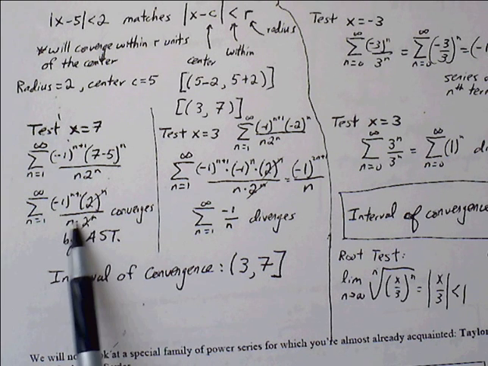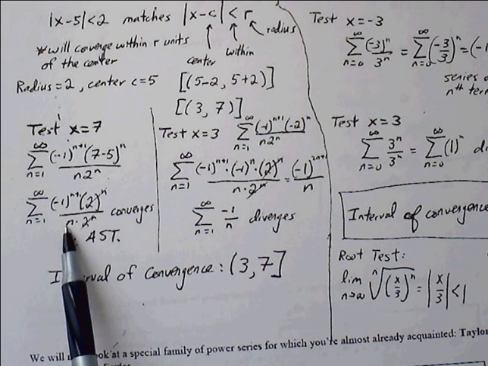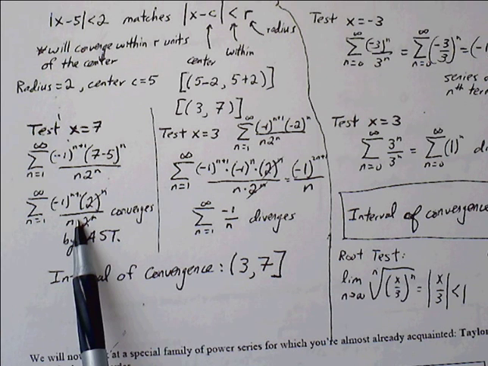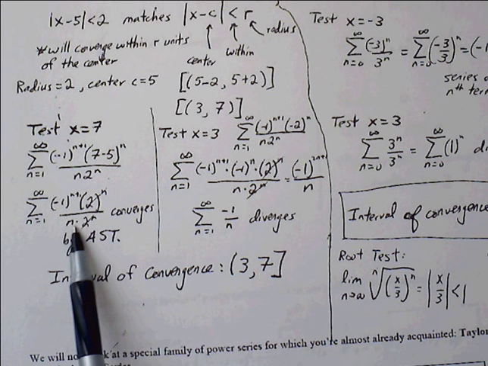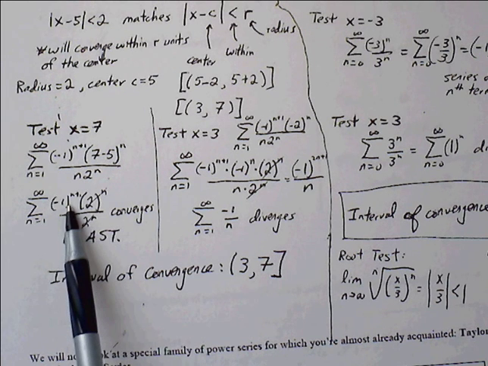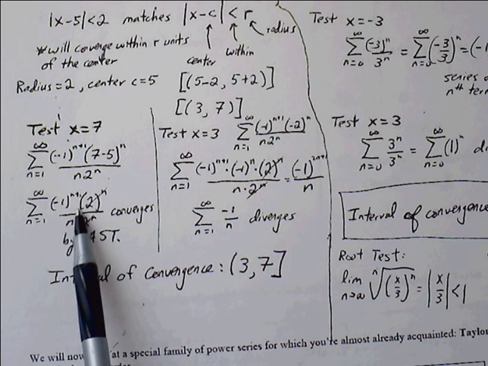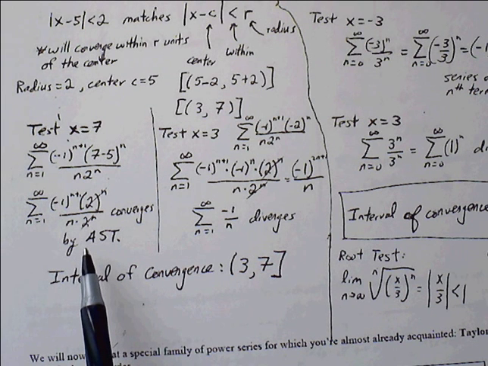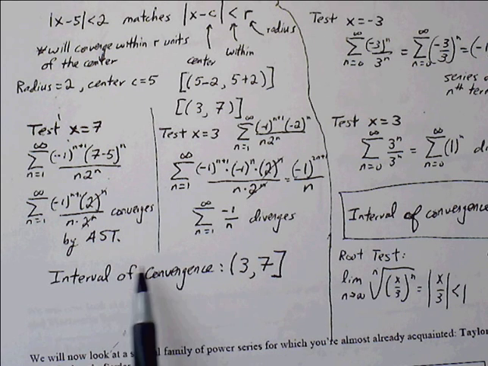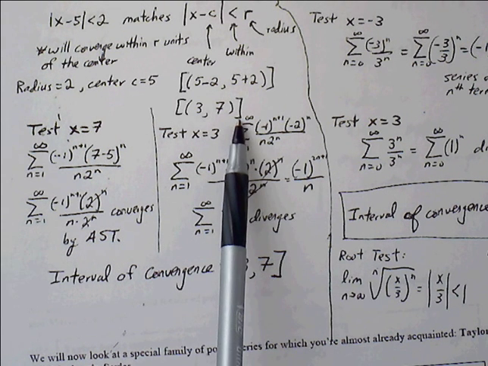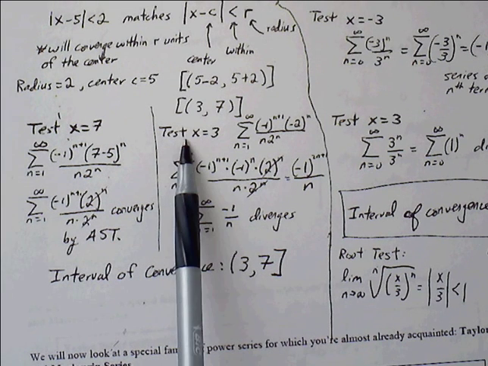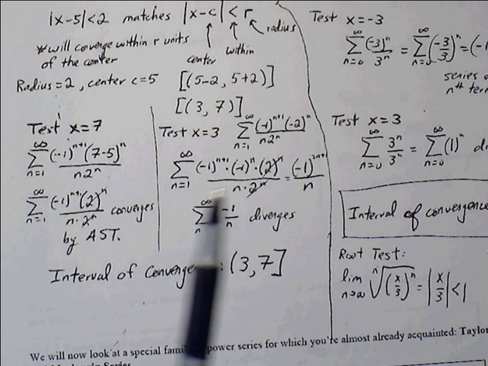Now this is normally a harmonic series, and a harmonic series we know usually diverges. However, this is an alternating harmonic series. If it's an alternating harmonic series, we know that it will converge. It does approach 0 fast enough, so this will converge. And so if it converges, we know that for 7, we're going to include a bracket because at 7, the series will converge.